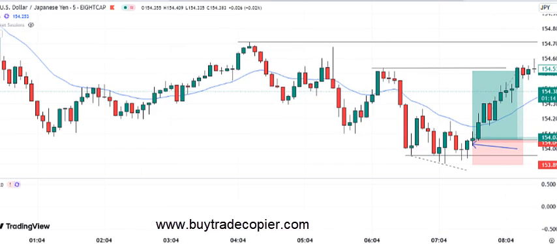So the total pip count today between these three trades was 93 pips. So it wasn't a bad day. It wasn't a big day, but it wasn't bad. There were no losses. These are all of the trades that I took. These were the only ones that I took on these currency pairs.